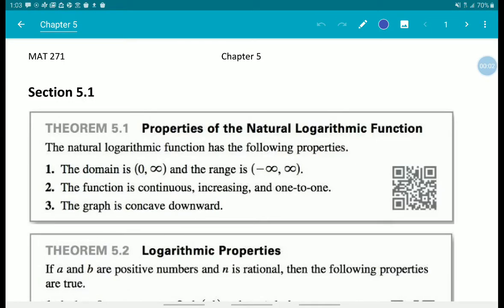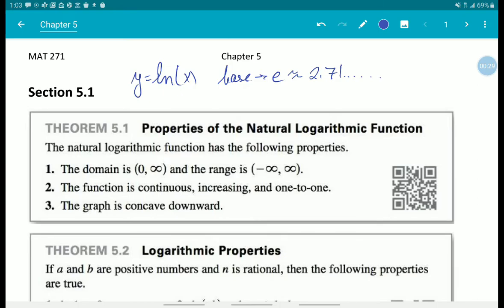Section 5.1 starts with a review of the natural log function. So when we talk about the natural log, we're talking about the function y equals the ln of x. Remember that the understood base is base e, and e is one of those irrational numbers, never stops, never repeats. It's approximately 2.71-ish, similar to pi in that respect. So we're going to do a brief review of that.